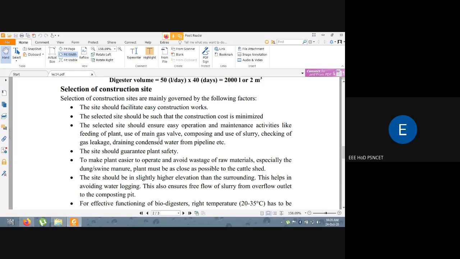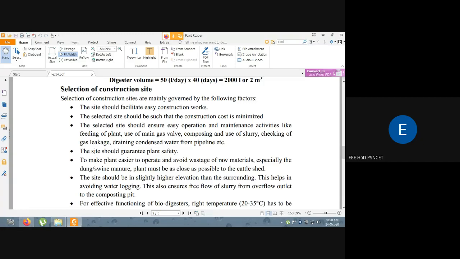Okay. So it should be nearby the digester chamber. It should not be far away from that chamber, otherwise there will be transportation cost. Okay, then usage of gas valve, this is the outlet gas valve. Okay, and composting and use of slurry, and gas leakage should not be there, and draining condensed water. So the water should be released properly. It should not be stored inside or around the digester chamber.